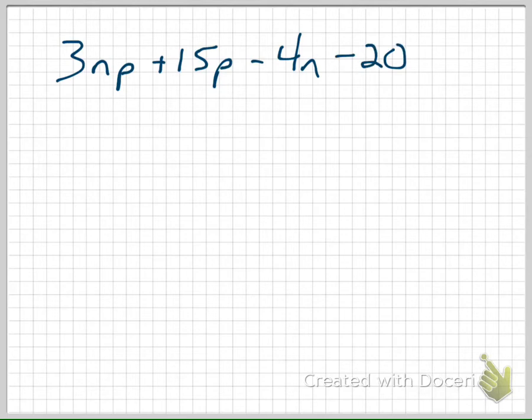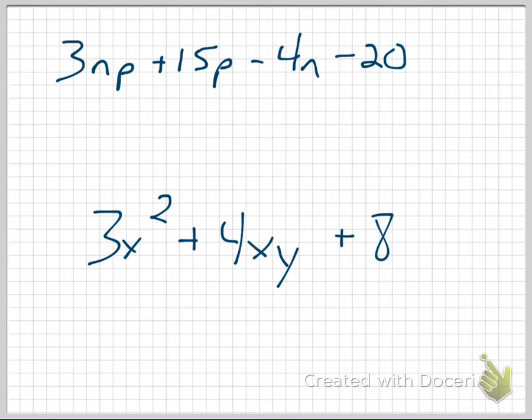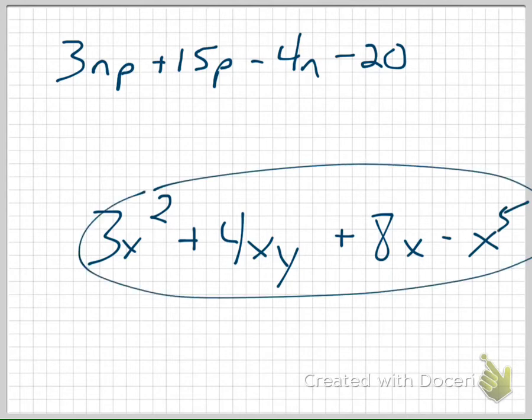Listen, this is so important. You always start out by, listen up. What if I gave you this? Hold on. Eyes up here. What if I gave you this? 3x squared plus 4xy plus 8x minus x to the 5th. And the first thing you would do is you go, what can I pull out? You can pull out an x. Do you see what I'm saying? That you always start with that. What can I pull out?